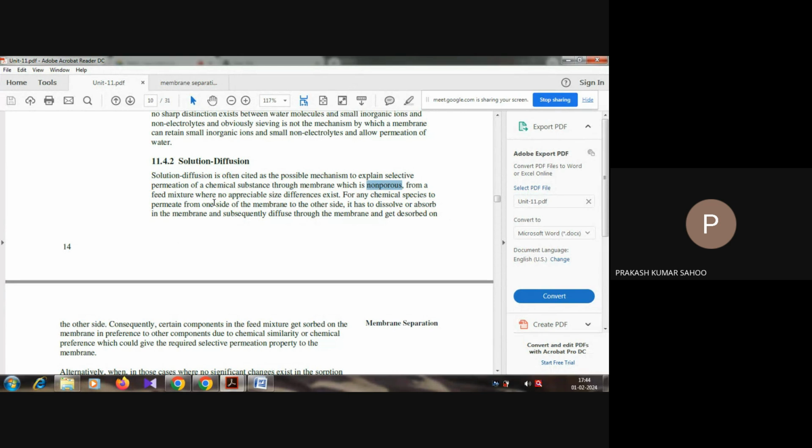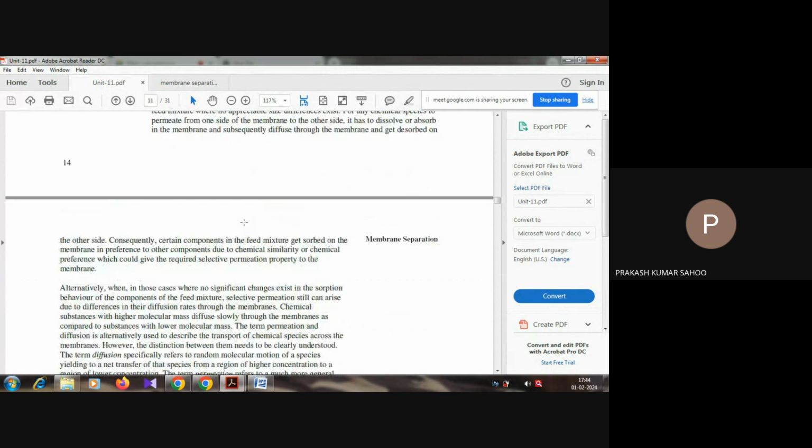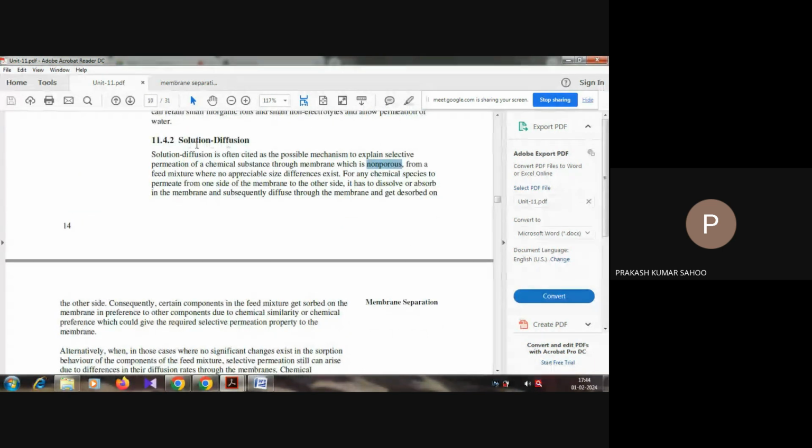From a feed mixture where no appreciable size difference exists for any chemical species to permeate from one side to another, it has to dissolve or adsorb in the membrane and subsequently diffuse through the membrane to get dissolved on the other side. So there must be adsorption, and then desorption will be there. So this is your solution diffusion. This mechanism is applied when the membrane is non-porous.